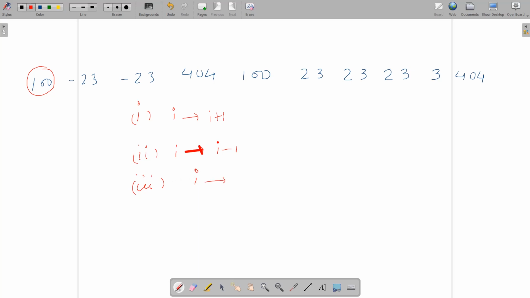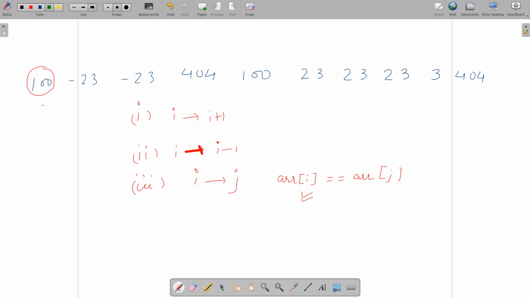From index i, you can jump to index j only and only when array of i is exactly matching with array of j. Note that j can be adjacent to the index i, but j can also be with a gap strictly greater than 1, but this condition must hold true. So let's analyze over this example how this is going to be done.